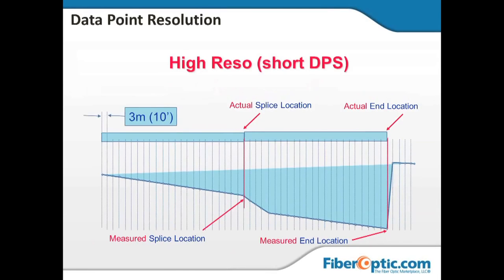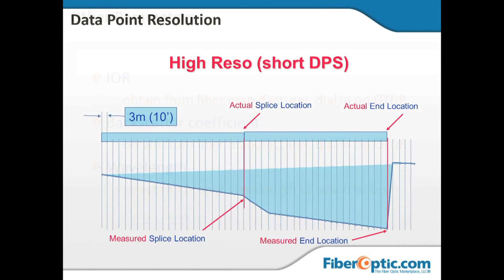Now the next one we can look at, sure, we can go down to 3 meters between points, and our measured splice point and our actual splice point are much closer together, but we now have a file that's 3 times larger and takes 3 times as long to acquire. Again, if you're doing 1 fiber, 2 fibers, no big deal. If you're doing 144 fibers, it makes a difference. So you've got to determine these parameters based on your needs and what it is you're doing in your plant.